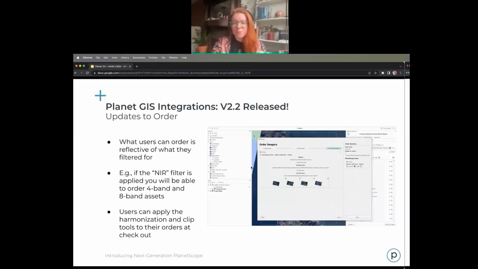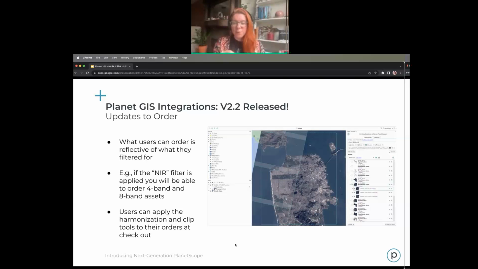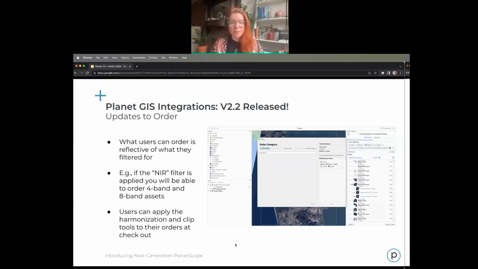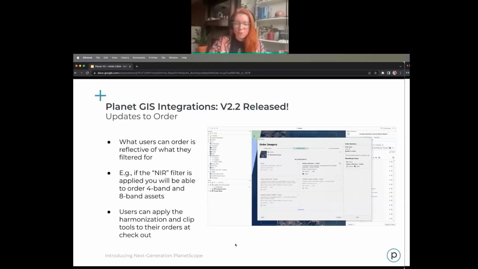And again, this looks very similar to the interface in Planet Explorer. You can see the different things that you want to set for your order, like, do you want the top of atmosphere radiance? Do you want surface reflectance? Do you want the 4-band or 8-band assets? Do you want to harmonize, or do you want to clip the data? So you should be able to migrate between the integrations and Planet Explorer pretty freely.